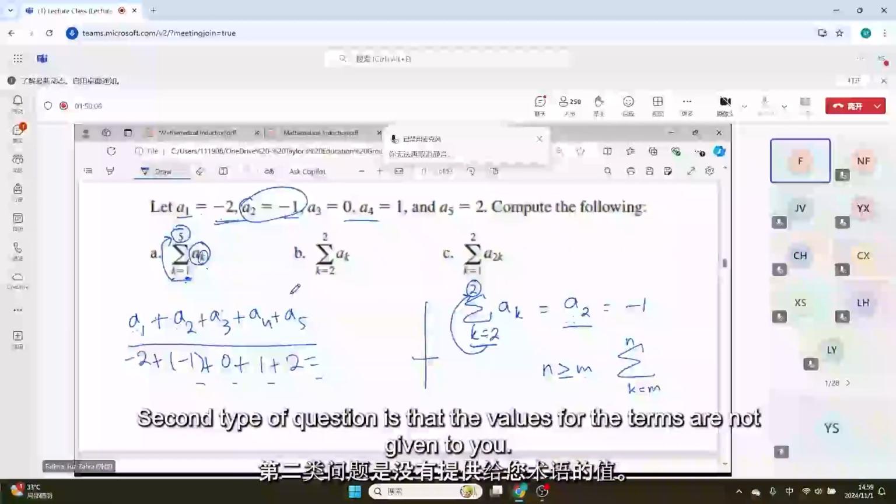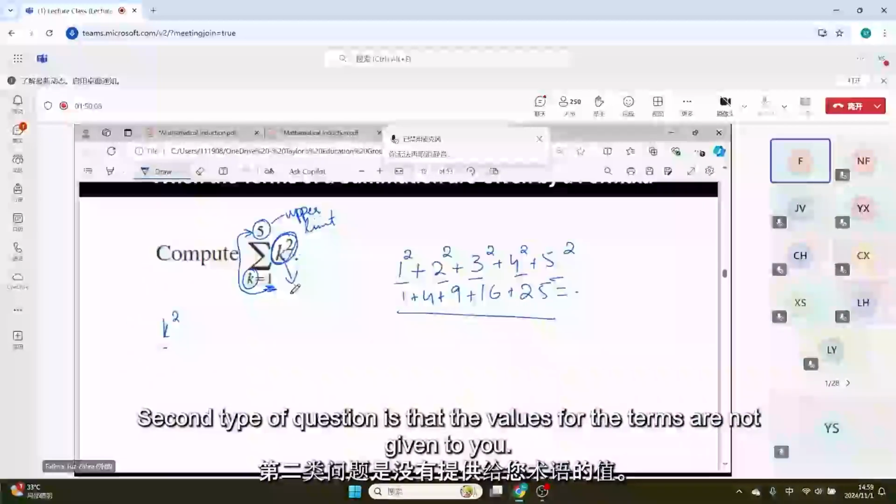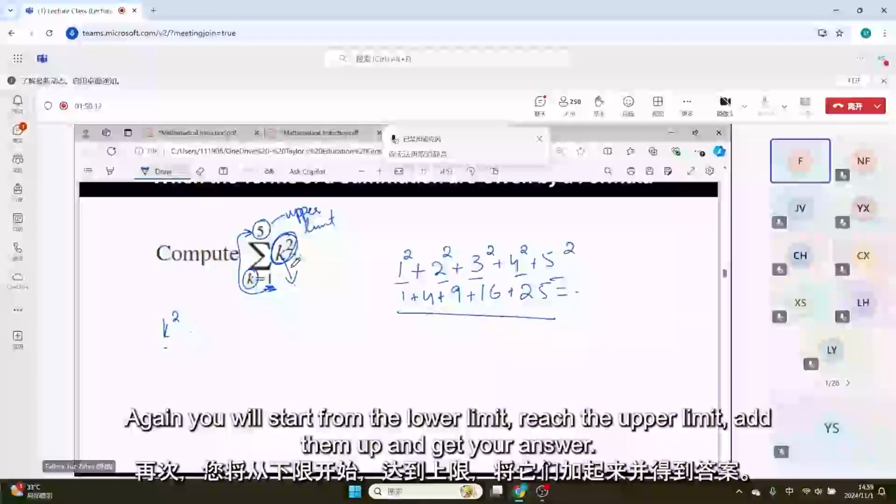Second type of question is that the values for the terms are not given to you. You have to compute yourself. Again, you will start from the lower limit, reach the upper limit, add them up and get your answer.